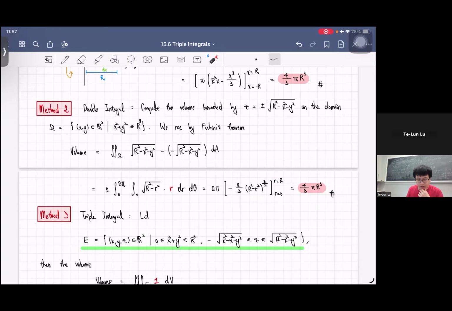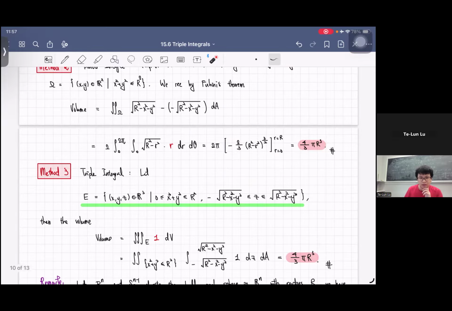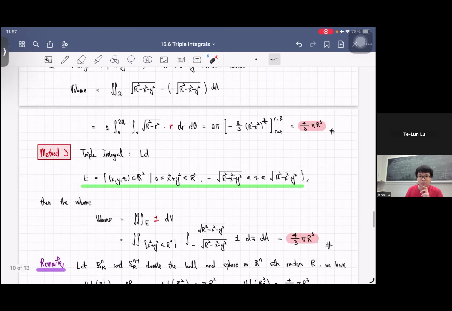And now we have the triple integral version. So we can actually describe that using a very simple kind of domain algebra. X squared plus y squared is within 0 and r squared, right? And again, z can be described by the upper boundary, square root of r squared minus x squared minus y squared, and lower boundary, the minus sign of the upper boundary. So we see that the volume is integrating over that particular solid the integrand 1.